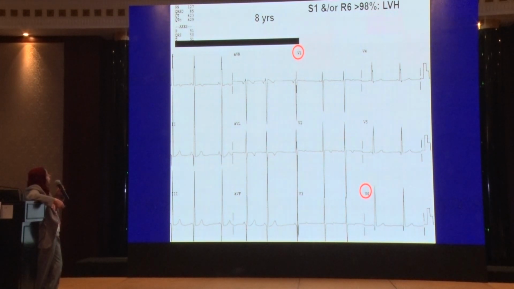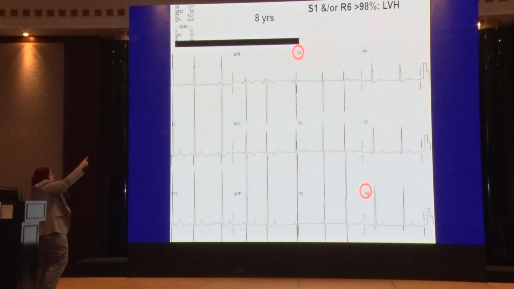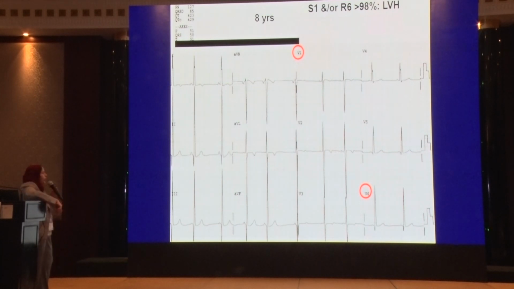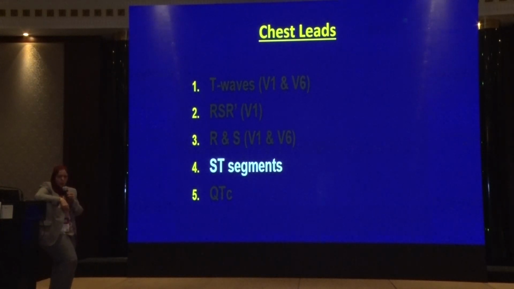Let's look to V1 and let's look to V6. Usually here, the R wave is short. Then as we move from V1 to V6, the R wave will get longer and the S wave will get shorter. Ischemia is not very frequent in the pediatric practice.